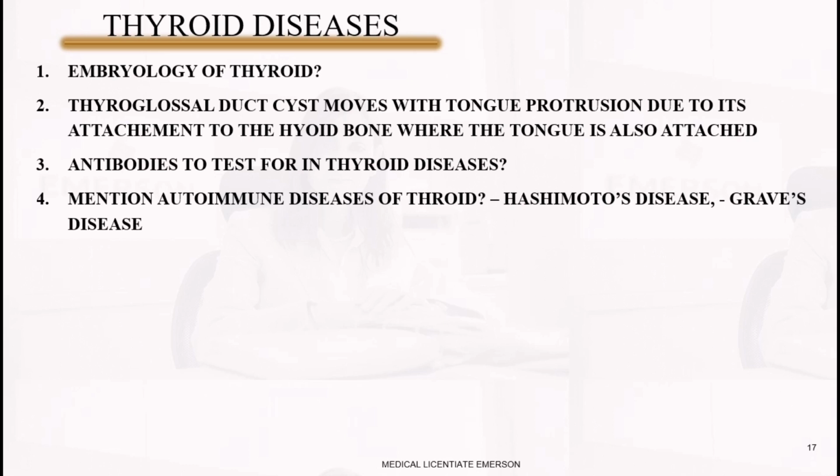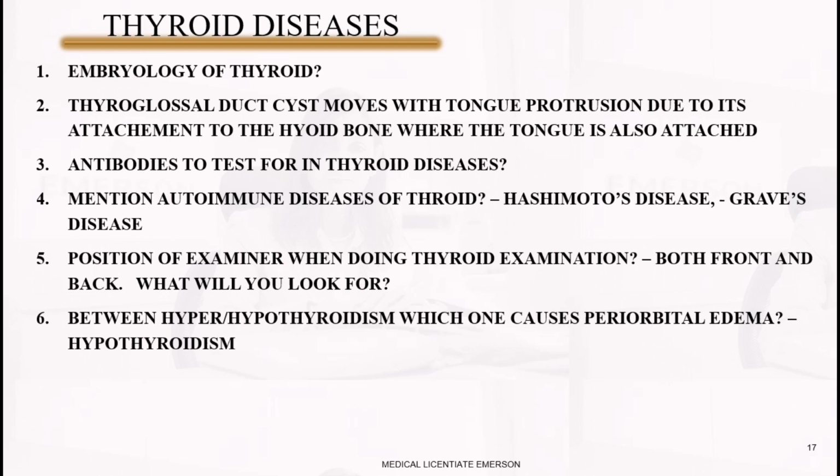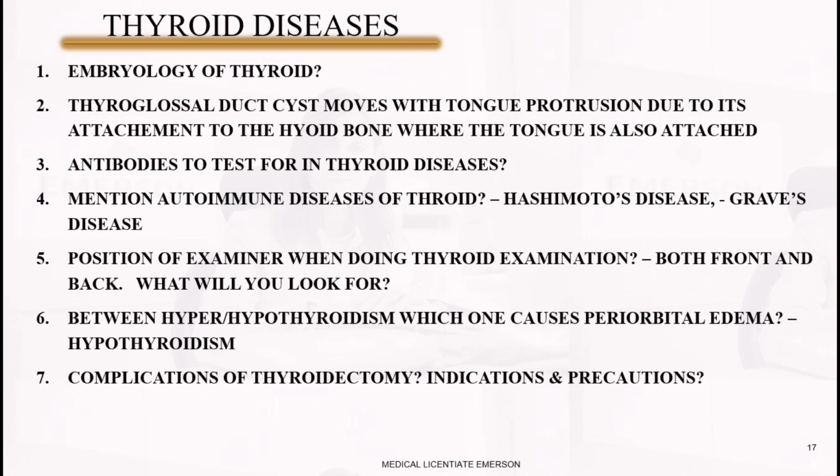Mention autoimmune diseases of the thyroid. So we have Hashimoto's disease, Graves' disease, and you need to know which one is for hypo and which one is for hyper. Okay. Then position of the examiner when doing thyroid examination. You can do it from the front or the back, and of course you need to know what you'll be looking for. Then between hyper or hypothyroidism, which one causes periorbital edema? And the answer is hypothyroidism.